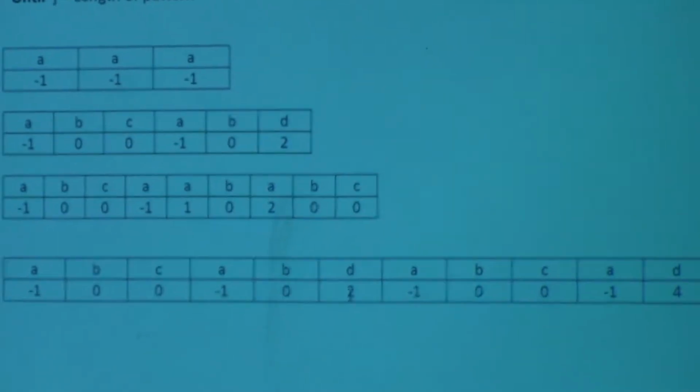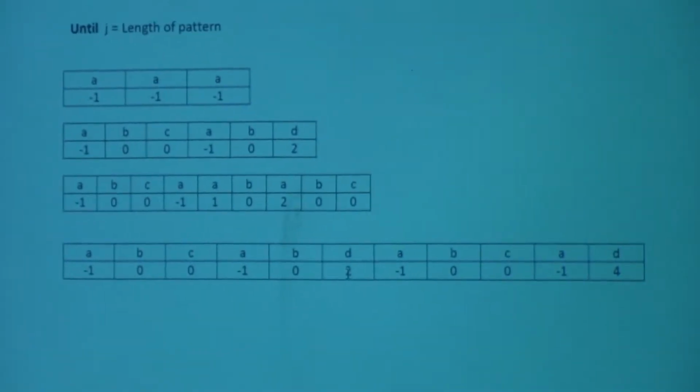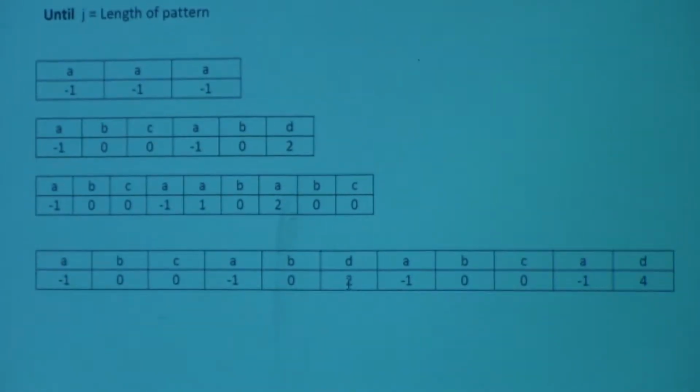What's the same in all of them? Look at the next tables. They're all different, but something's the same in each case. And that is the first entry is always a -1. Notice that in this case, it's a -1 in the second one, but all the other cases it's 0.